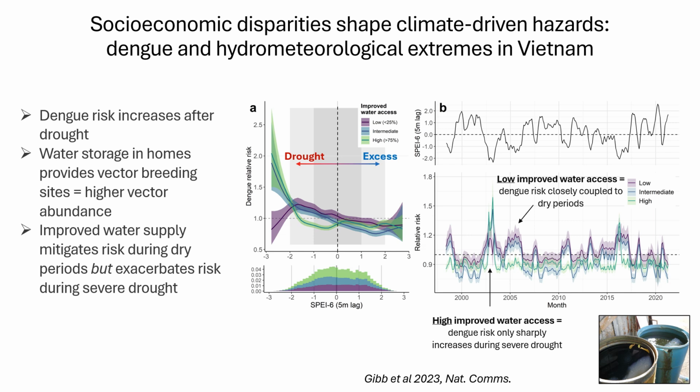But under conditions of severe drought, that relationship flips, and we see a decline in risk in those areas where people have very low access to improved water, and a very sharp increase in risk in those areas where people have high access to improved water, potentially because those people who do have high access to improved water would still be able to store water under those conditions, whereas those with low access to the piped water network would switch to bottled water. So this highlights that socioeconomic disparities have quite complex effects on the climate-driven hazards for infection.